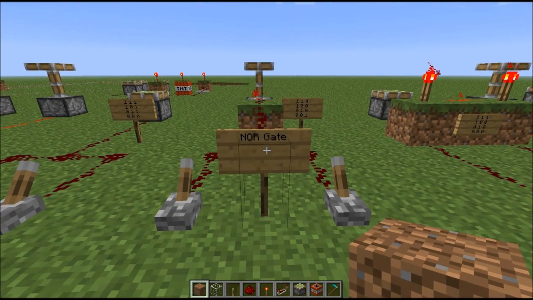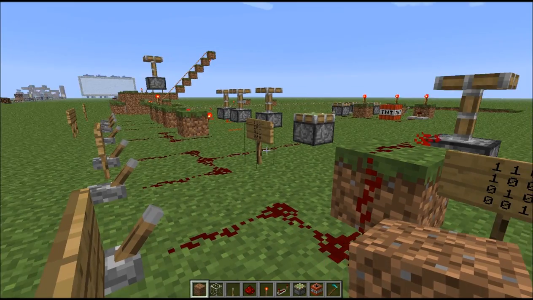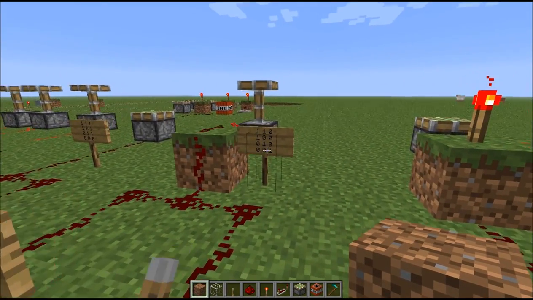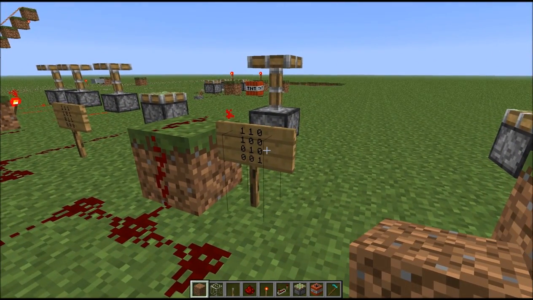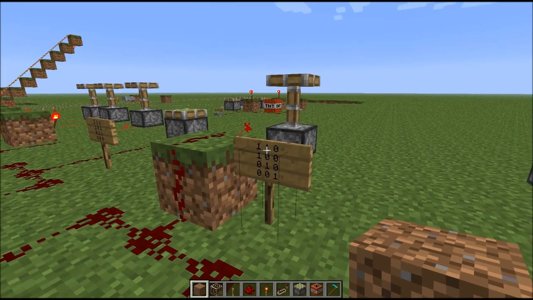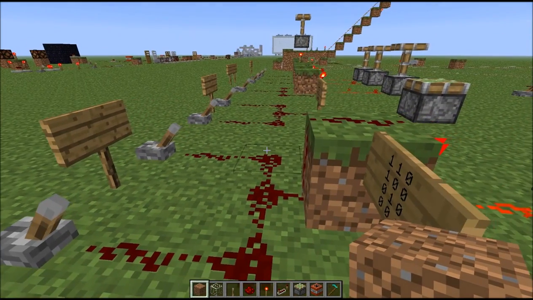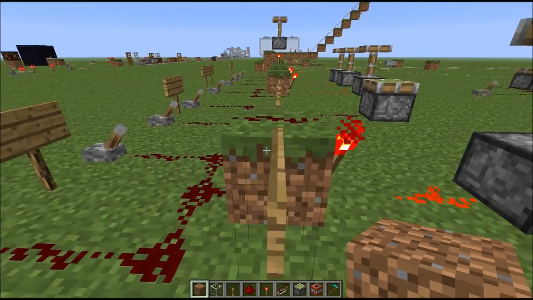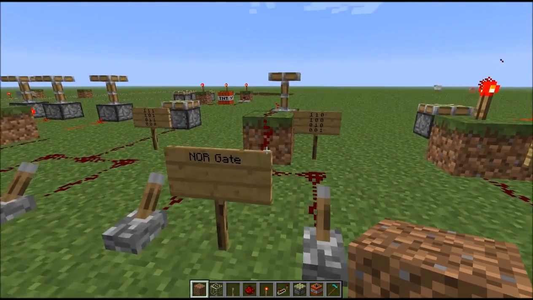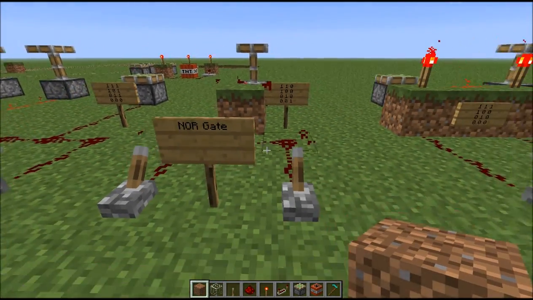This is the NOR gate. That's why I put that gate in there at all. Basically, it is the opposite truth table. If they're both on, or if one or the other is on, the output's off. It's basically an OR gate with an inverter at the end. Now, like I said, if you take this redstone off, nothing happens.